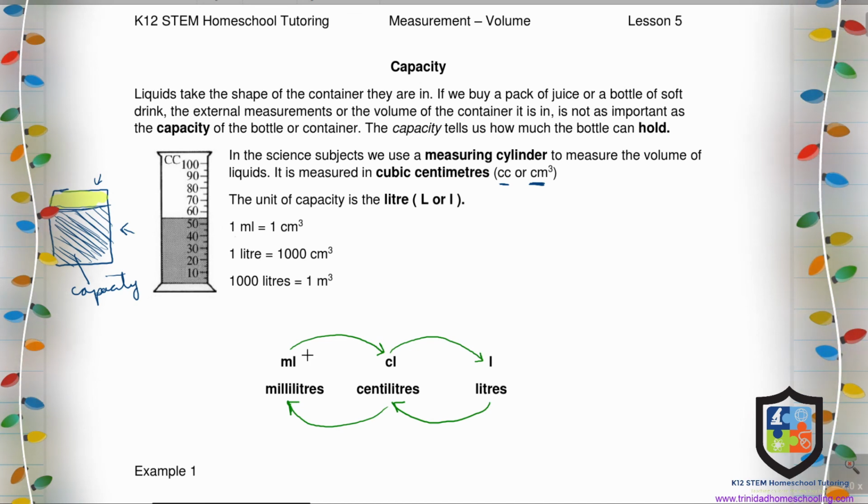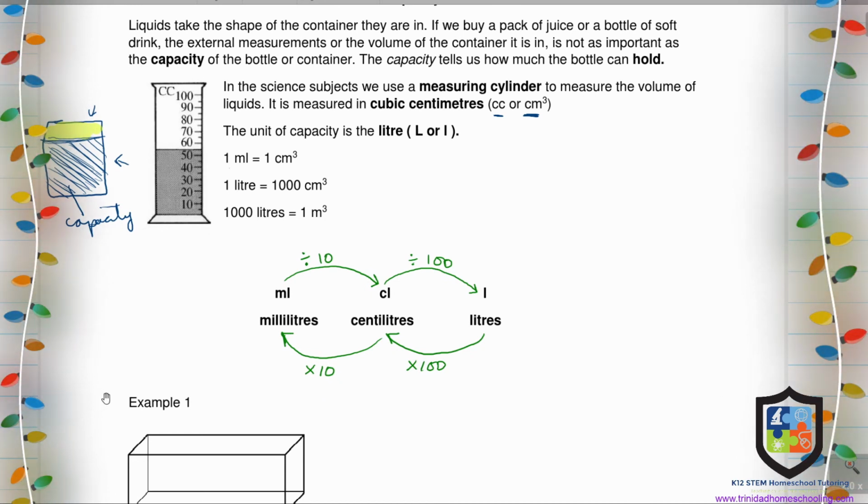So we're changing a small amount to a large amount. We are going to divide by 10. So 10 milliliters in a centiliter. And to change centiliters to liters, we are going to divide by 100. And to change liters to centiliters, we will do the opposite and multiply by 100. And then centiliters to milliliters, we will multiply that value by 10. So this is the conversion here with liters for capacity.